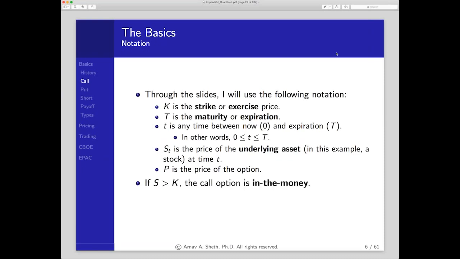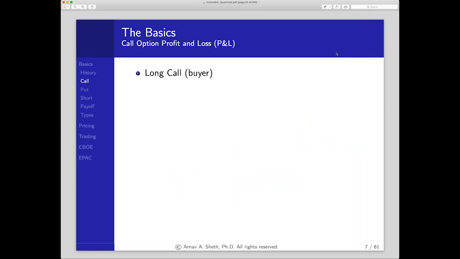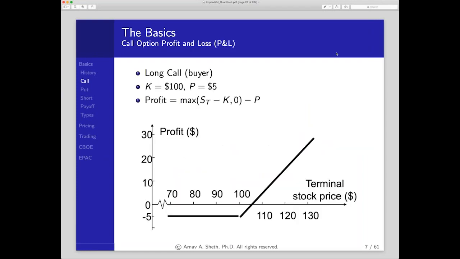Okay. And just a little bit on notation. K is the strike or exercise price. Capital T is maturity or expiration. Little t is where we are at right now, so it could be any time between now and expiration. And S is the price of the underlying. In any example having to do with call options, if the stock price is greater than the strike price, the call option is in the money. And if the stock price is less than the strike price, the call option is out of the money.